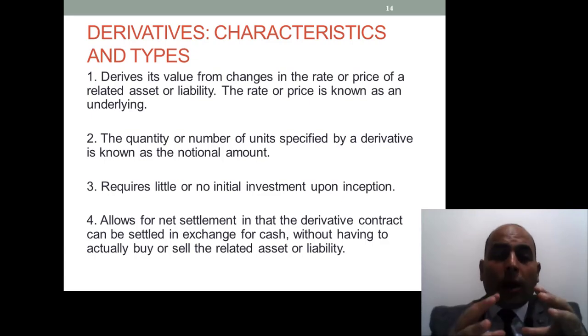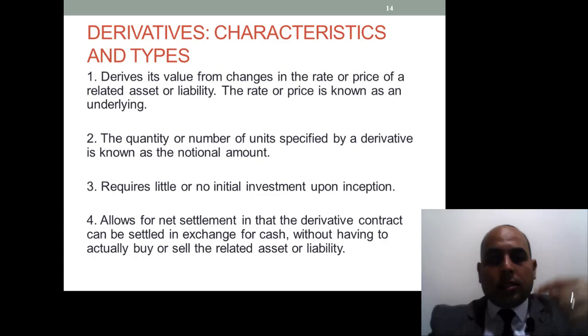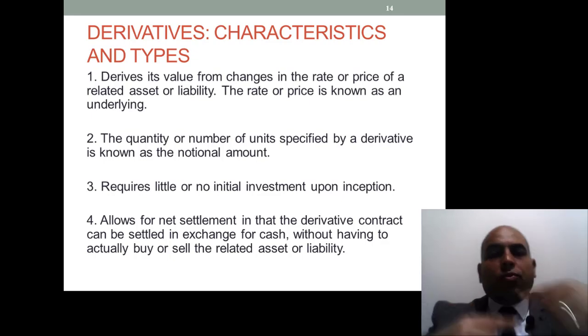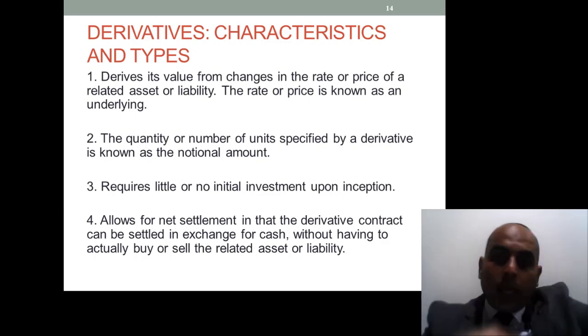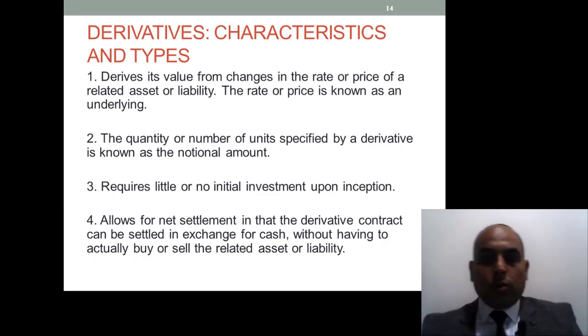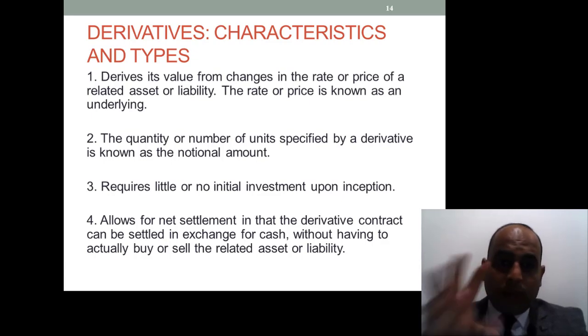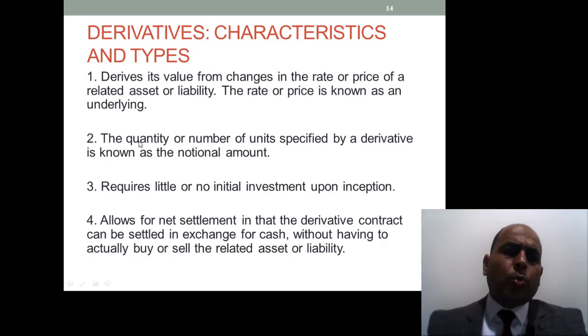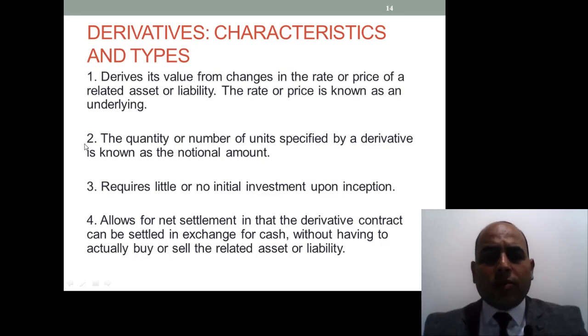many times. So the contract or the option takes its value from the fluctuation in the exchange price of the US dollar, from the fluctuation of the grain if we enter to buy or to sell grains, from the fluctuation of the shares if we have an option to sell or to buy shares in the future in a certain period of time. For that, the first characteristic is that it derives its value from changes in the rate or price.